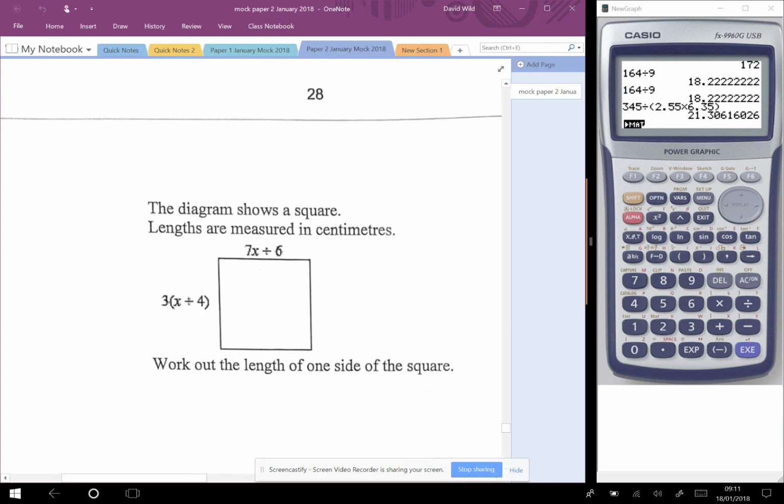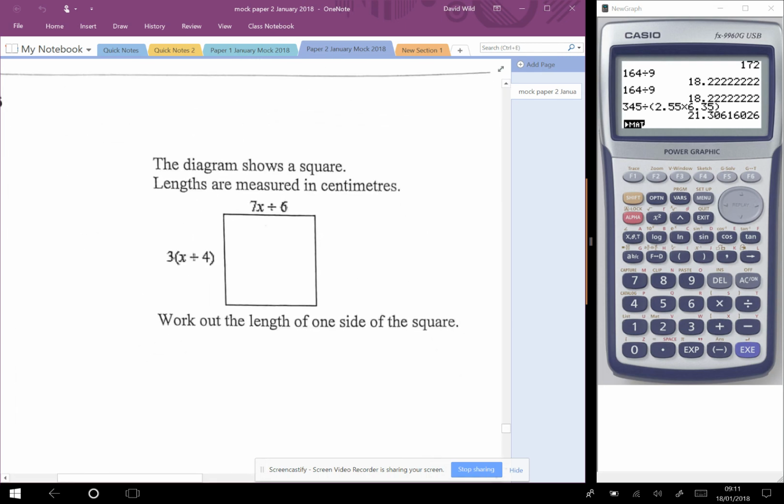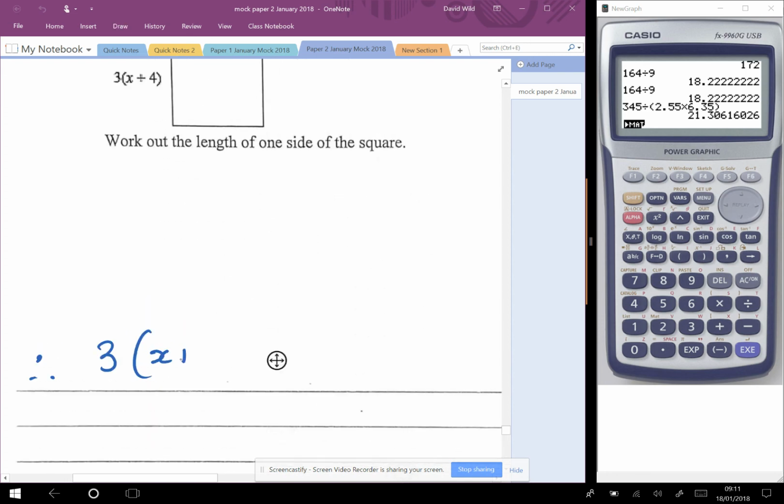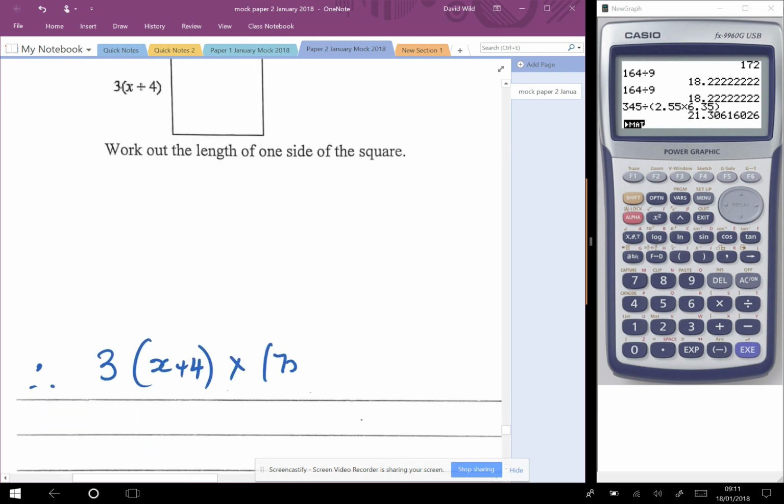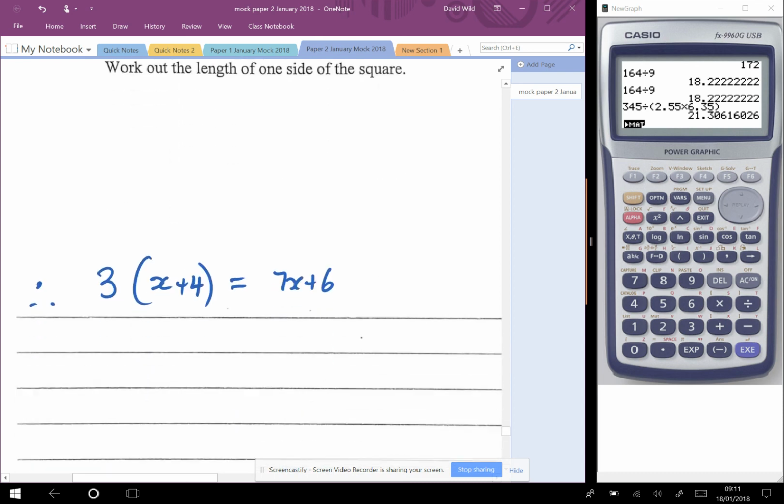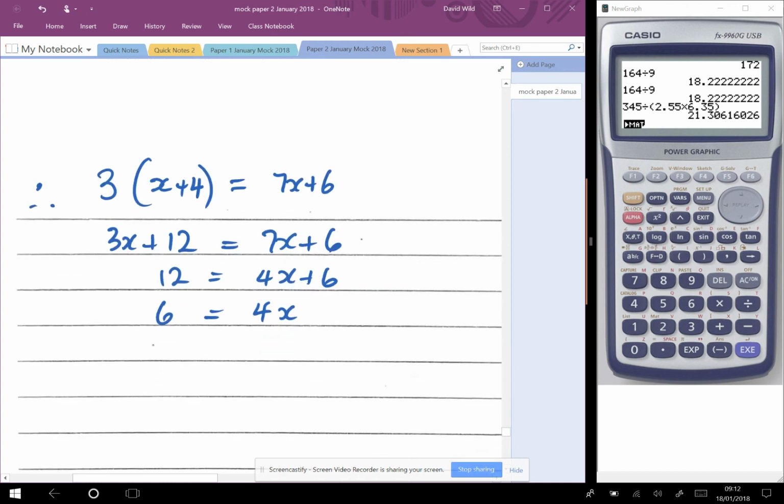Question 26. The photocopy doesn't quite work here. That's a plus. Okay. So we know that the length and the breadth are equal. So we can simply solve this now. Multiply the brackets. Subtract 3x from both sides. Subtract 6 from both sides. Divide both sides by 4.